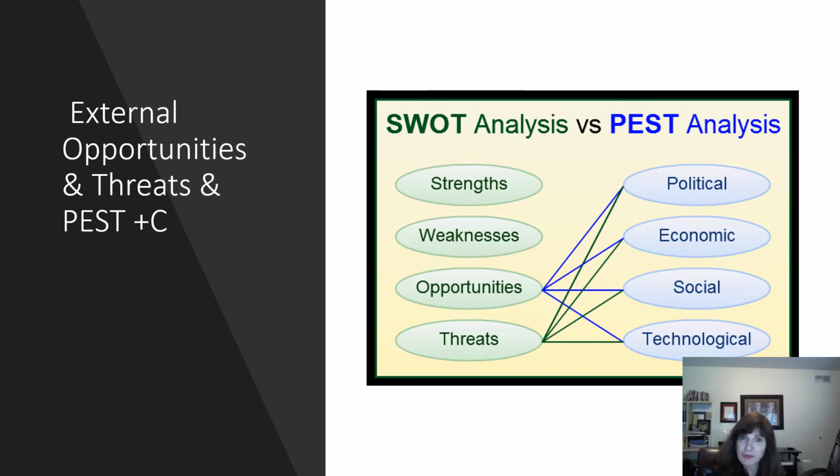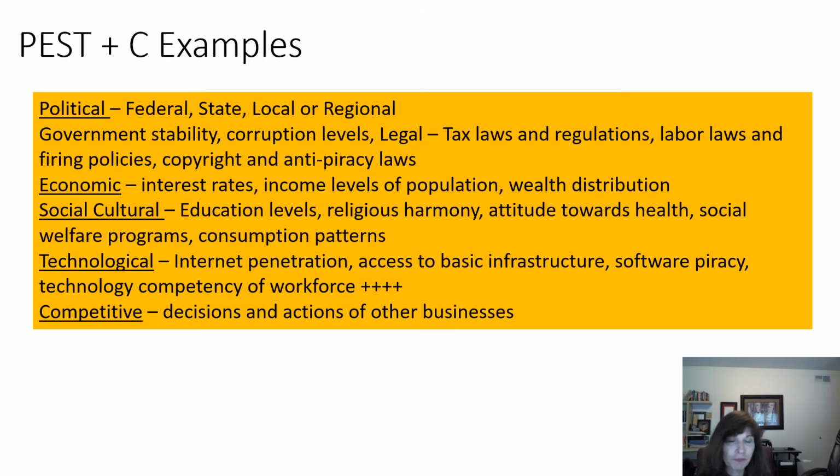What we have to know as marketers is what's happening on the outside so that we can take that information, environmentally scan, and bring it back internally to the business or the category. Here are some examples: political at the federal, state, local, or regional level. So it's all these different levels that the marketer has to be aware of.